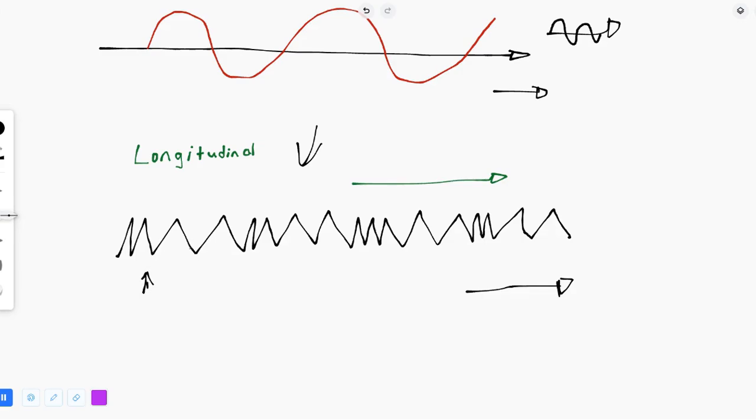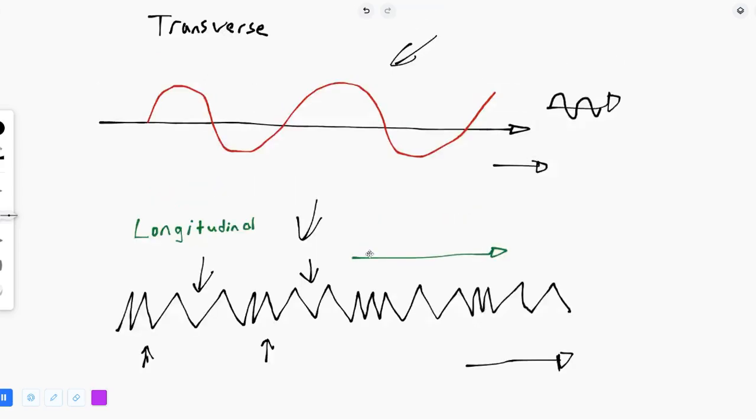It's like the particles in the medium are compacting and then they're refracting. So that's a compression right there. That's a refraction, compression, refraction. So you can see it's more dense in the areas that are compressed, right?